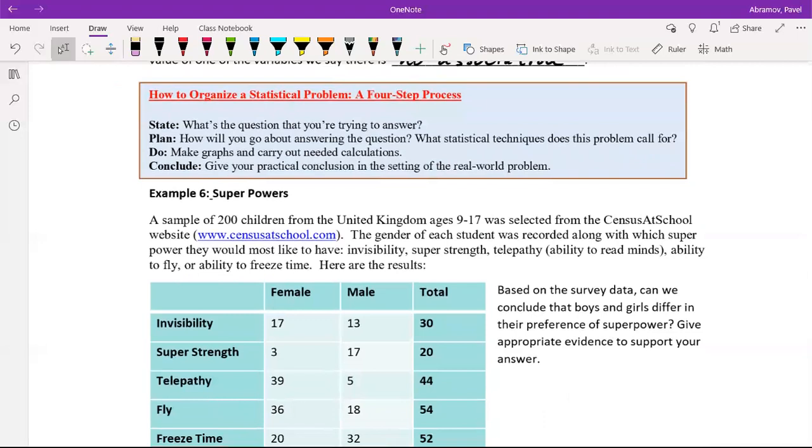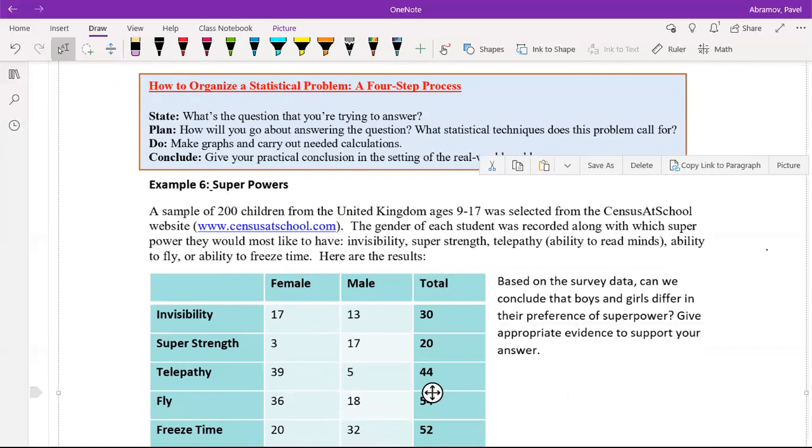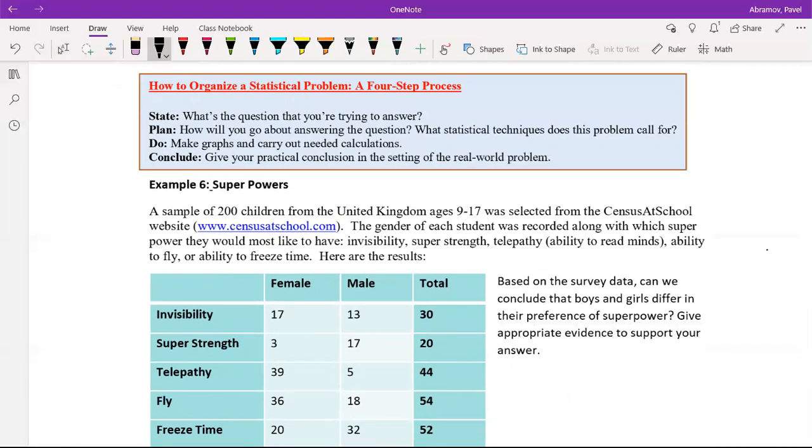Okay, last thing that we're going to talk about is something called the four-step process. That is how we're going to be organizing our statistical problems. This is something that we will be doing a lot throughout the entire year.